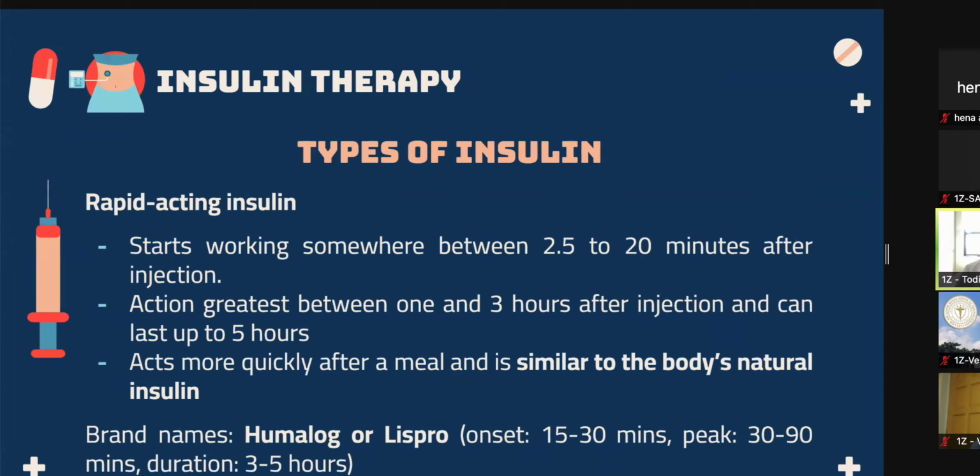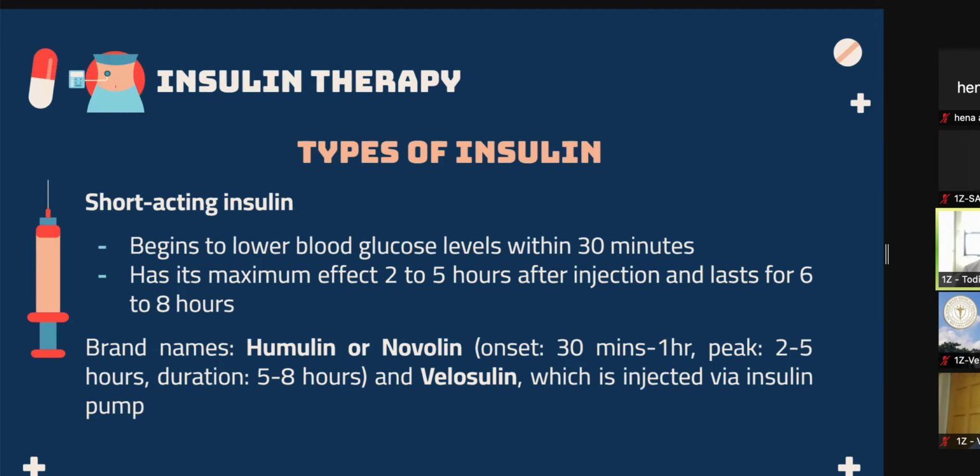So for insulin therapy, there are different types of insulin. For the first one, we have rapid-acting insulin, which starts working somewhere between 2.5 to 20 minutes after injection. And it acts more quickly after a meal and is similar to the body's natural insulin. So the brand names under this is your Humalog or Lispro.